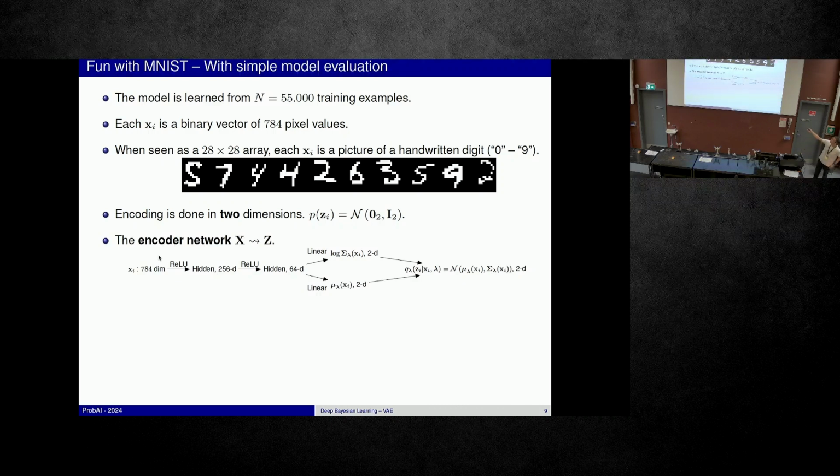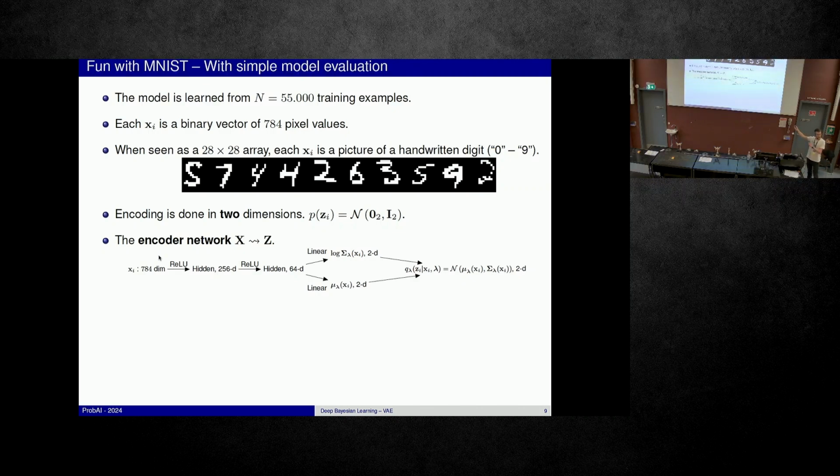So we have the MNIST data set with 50,000 training examples of handwritten images, digits from 0 to 9. Each of the images or digits is binarized so that a pixel can either be on or off, and these images are 28 by 28, so we have in total 784 pixel values for each of the digits.